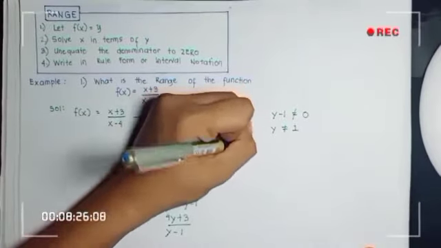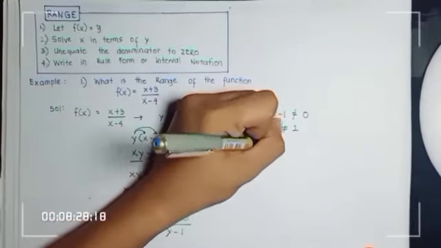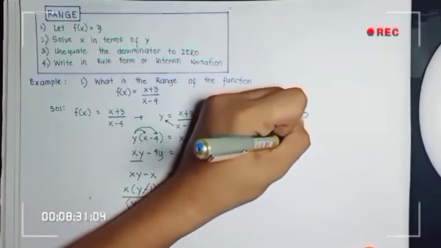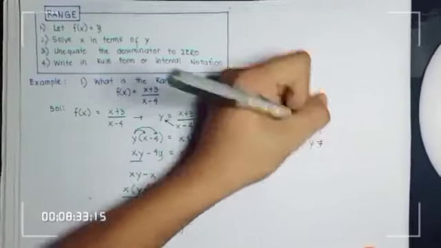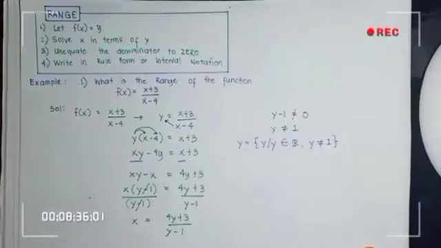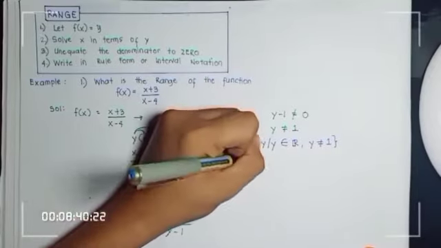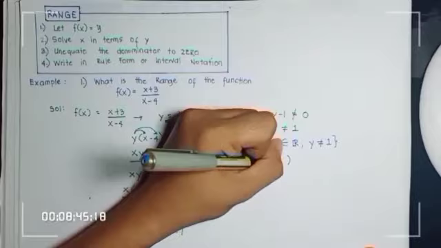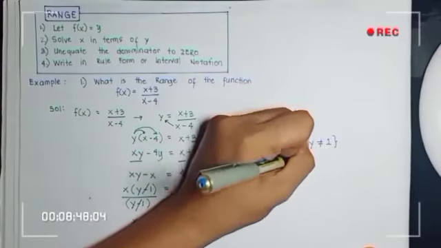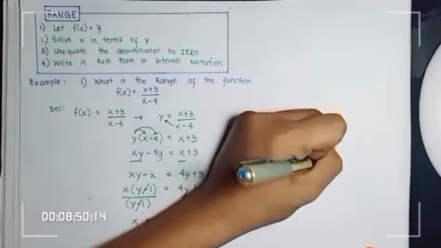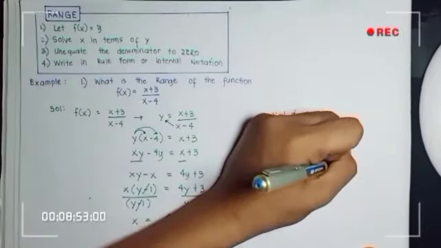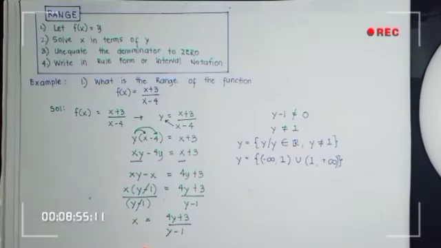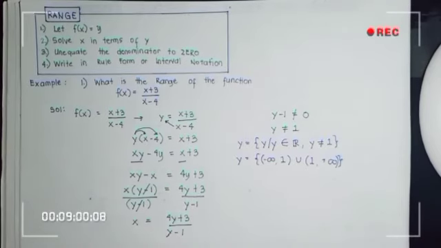And next, writing it in rule form, just like in the domain, we have y such that y is an element of real numbers except positive 1. For the interval notation, we have the union of negative infinity to 1 and 1 to positive infinity, and 1 is excluded. And that is the final answer.